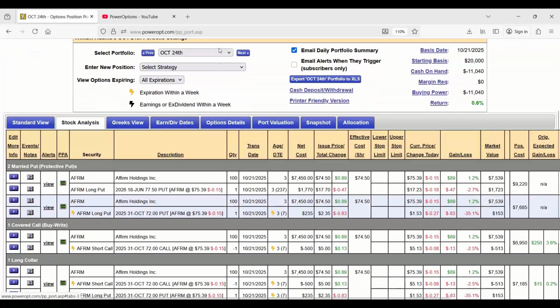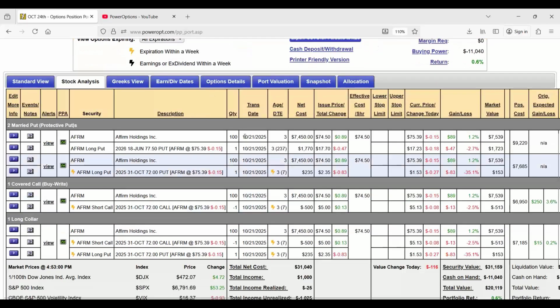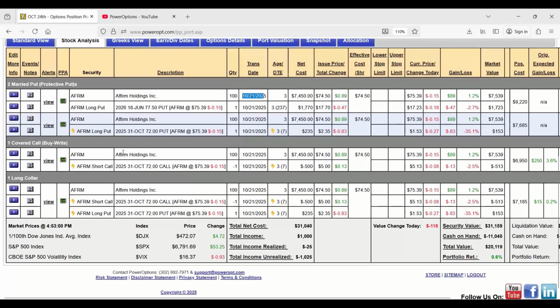So let's go into our portfolio, October 24th portfolio, simulated opening these positions on October 21st. I've got my 2 married puts here. Here's our AFRM covered call, the in-the-money covered call at the 72 strike, and here is our conversion that we talked about using the same strike with the same expiration. Did get a small credit for that, a good credit actually, not too bad. But again, the max return is only expected at 0.2%.